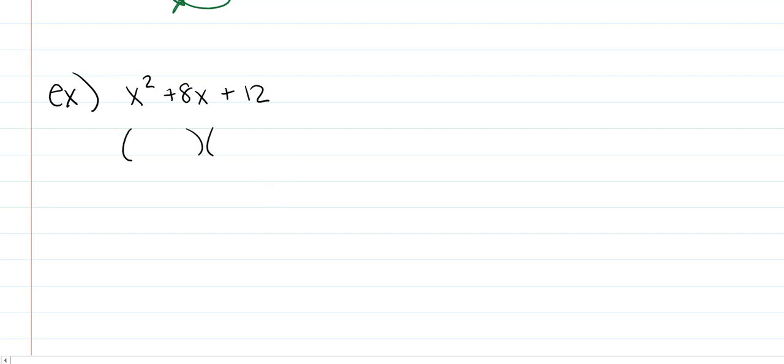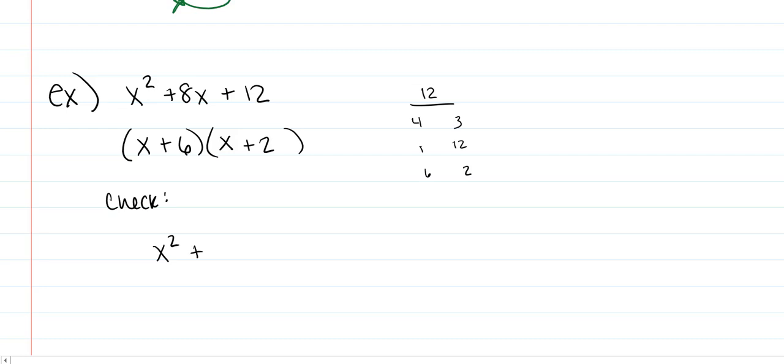All right, I'm setting up my two binomials, x and x, factors of 12 that add to 8. Let's see, 4 and 3, 1 and 12, 6 and 2. There we go. So plus 6 plus 2. And I'm just going to do a quick check, but I'm fairly certain that's correct.